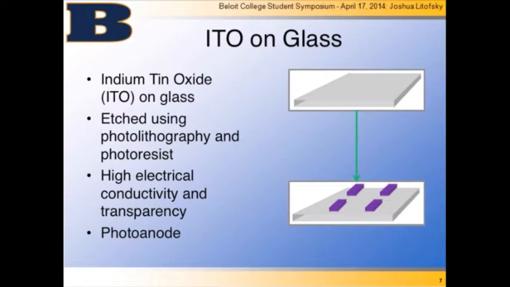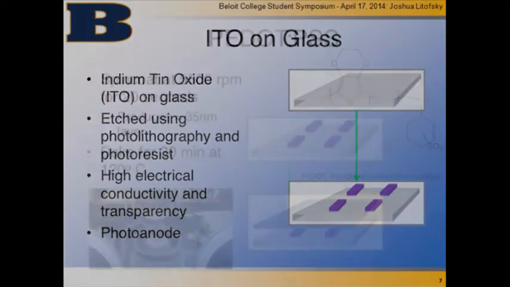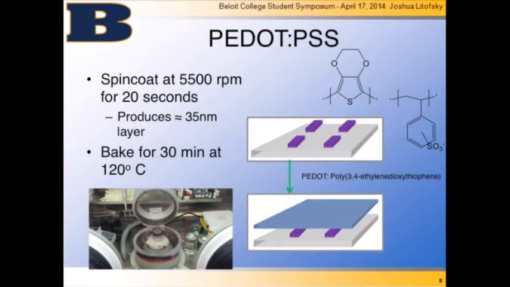After that, this is where I come in. I start with PEDOT:PSS, or poly(3,4-ethylenedioxythiophene). That's why I don't say that every time, and I just say PEDOT. That's the chemical structure of it. I spin coat it at 5,500 RPM. This is the spin coater. You put the 1-inch by 1-inch glass substrate right there, and this is all in the glove box, and then you turn it on, and it spins really, really fast at 5,500 RPM to produce about a 35 nanometer layer.